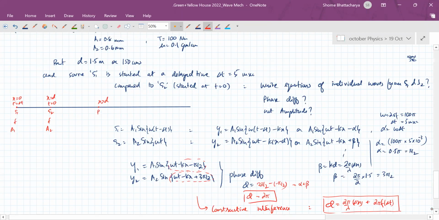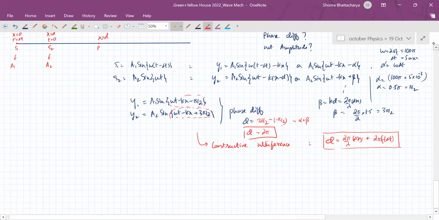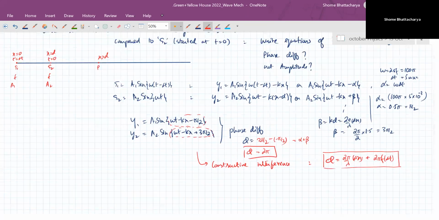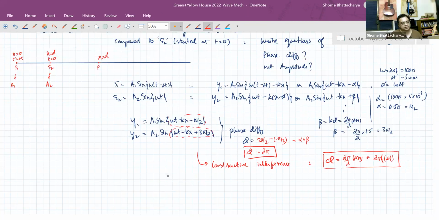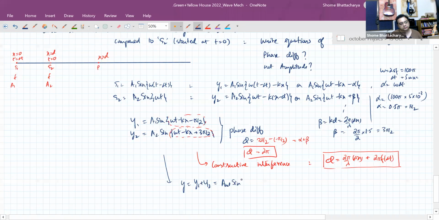Okay, so their superposition now will result in constructive interference, so the net amplitude will add up. So in this case, what will happen? The net amplitude will become A1 plus A2 because of this 2 pi. 1.4 millimeters.